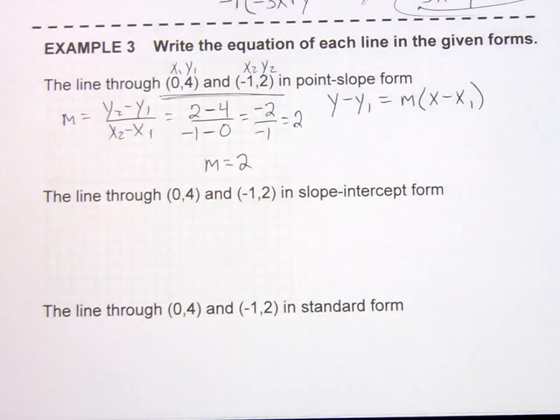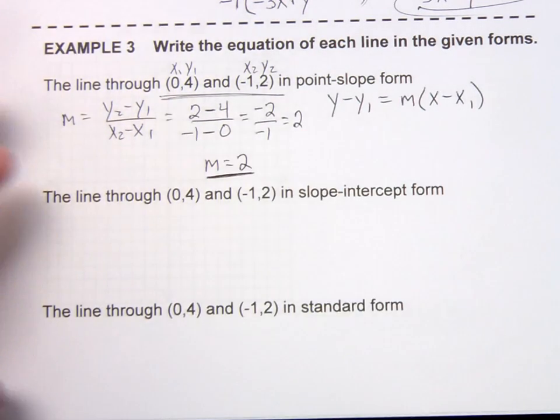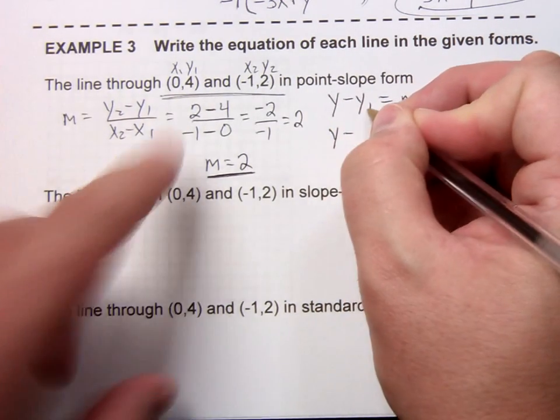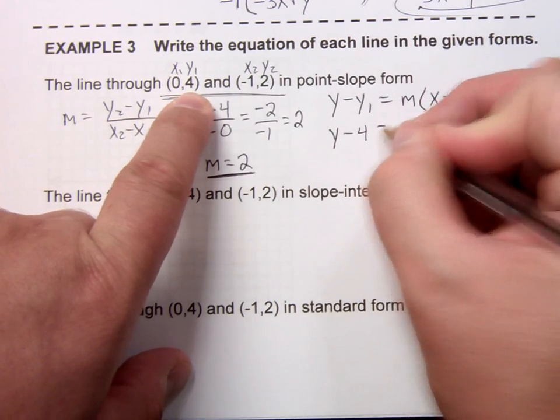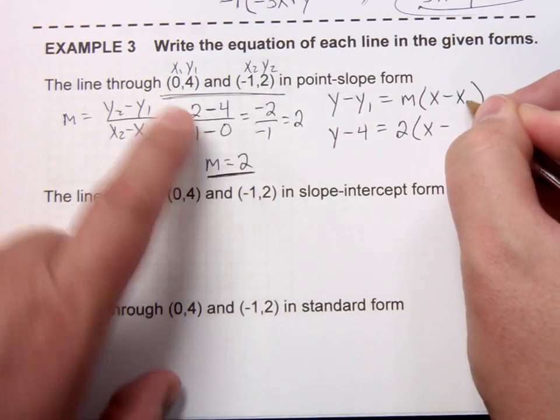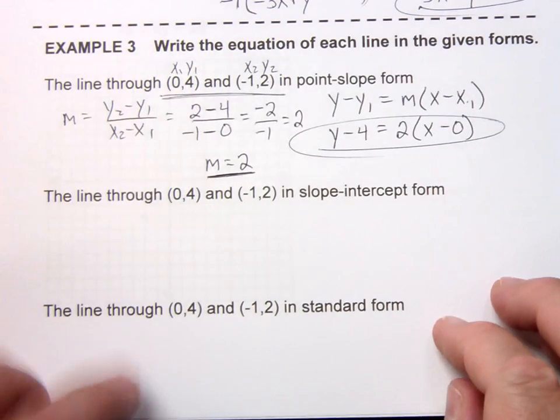So now, pretty much exactly like what we did on the last problem, we now have the slope, and we can use either one of these points to set it up in point-slope form. So y1 was 4. We just found out the slope is 2. And x1 was 0. So there's our equation in point-slope form if I use this point.